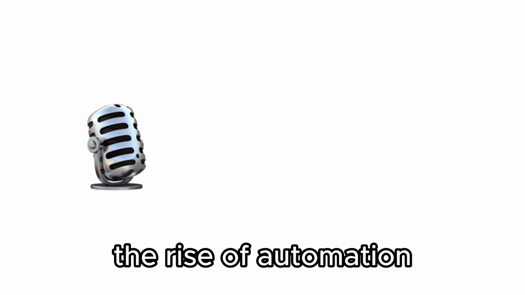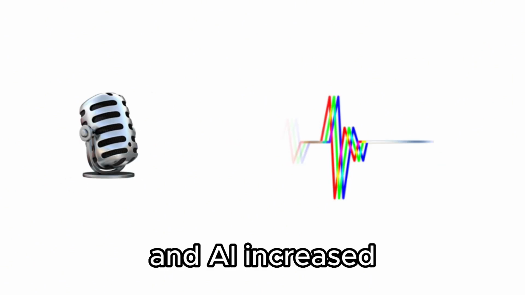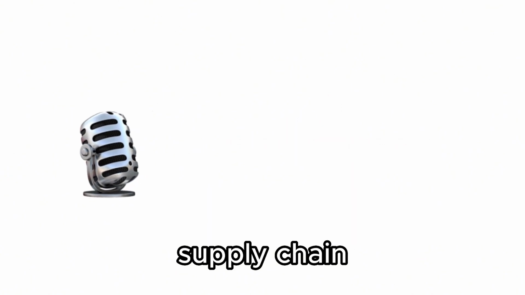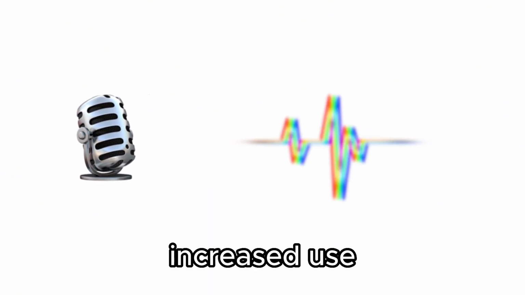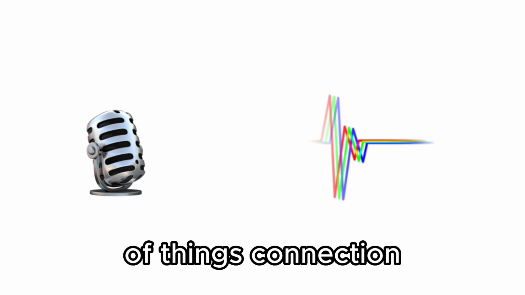So what are some of the current and future trends in warehousing? Well, we have faster order entry and faster order fulfillment, faster processing of order returns, improved warehouse management system user interfaces, the rise of automation and autonomous guided vehicles, increased use of wearable technologies, millennial mindset management, faster big data analysis and AI, increased digitization of the full supply chain and warehousing process, increased use of blockchain within the supply chain and warehousing, track and trace systems, and increased internet of things, connection of everything.